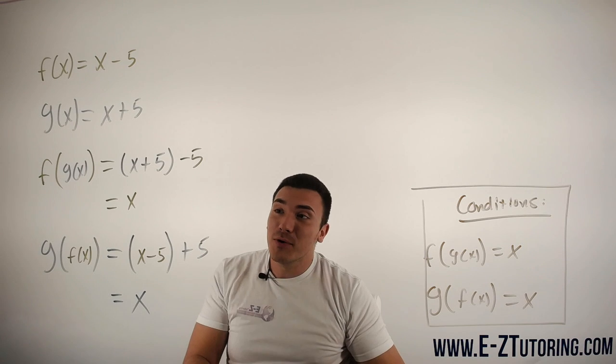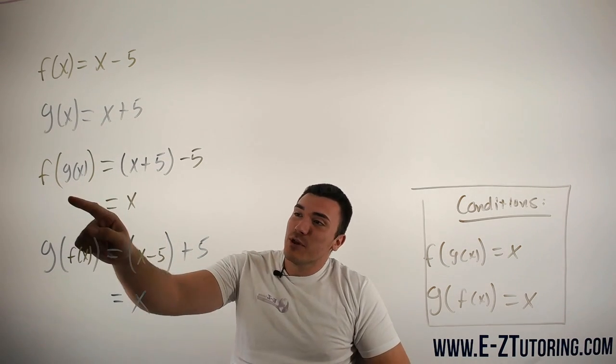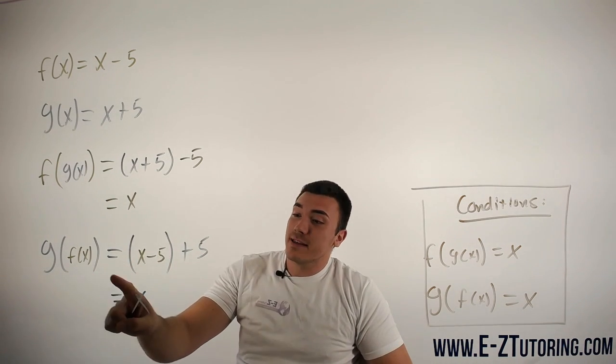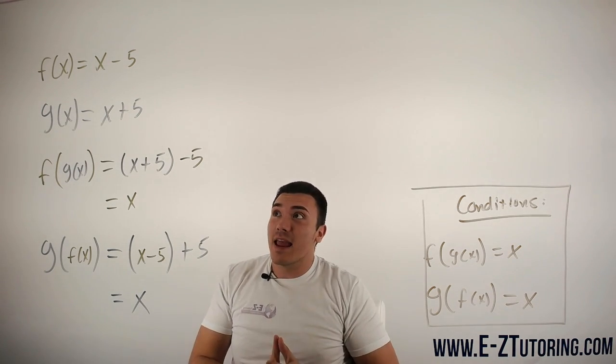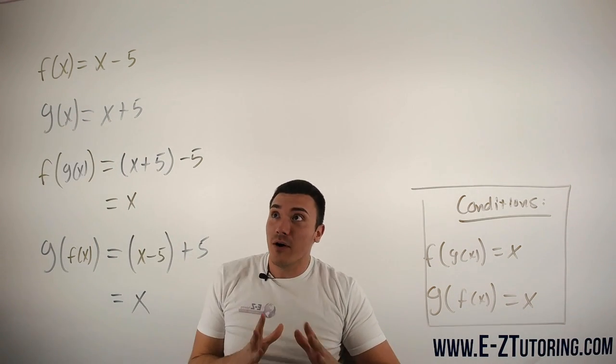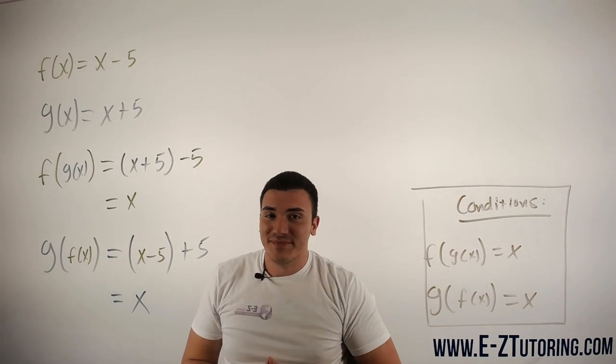So therefore, both conditions are satisfied. F of g of x equals x, and g of f of x equals x. So if both conditions are satisfied, you can say that these two functions are in fact inverses of each other.